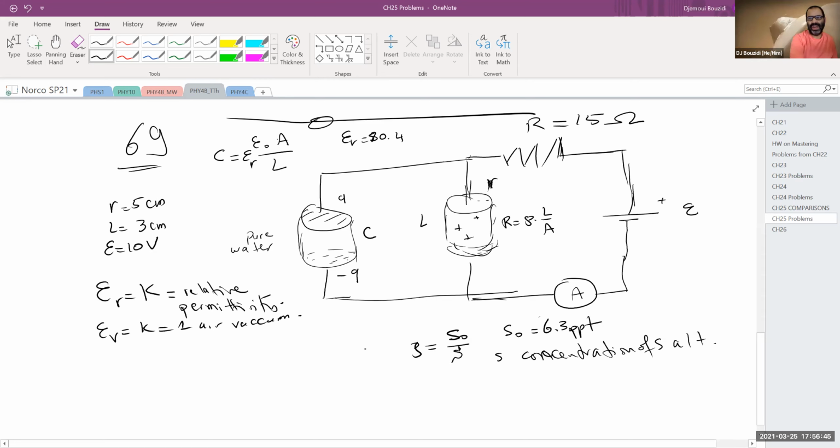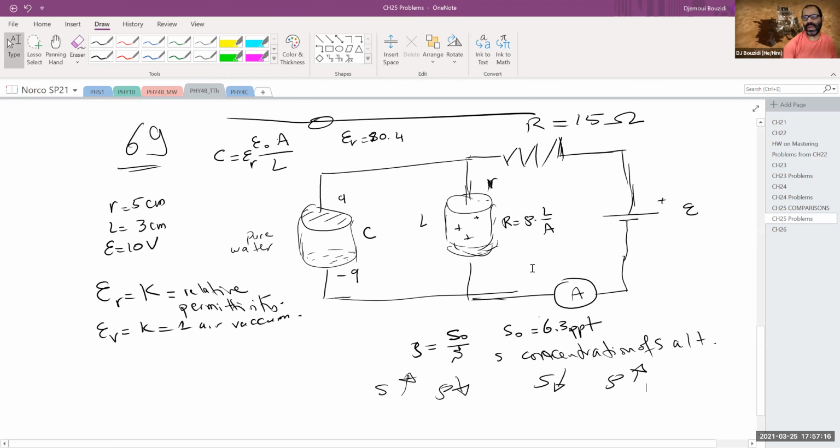Basically, if the concentration of the salt increases, then the conductivity increases because rho decreases. So if S goes up, rho goes down, which means that this becomes more and more conductive. If the salt goes down, it's going to be purer and purer, which means that the resistivity increases. So it's going to be infinitely resistive. It becomes more like a capacitor again. So this is the big idea.